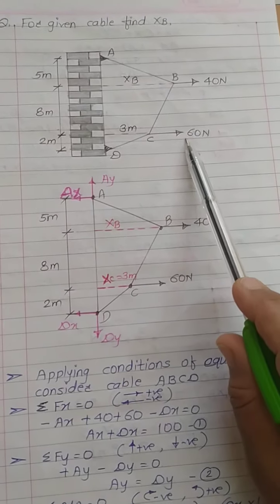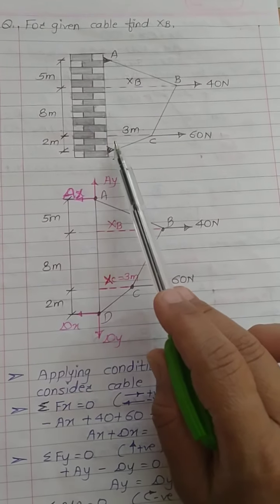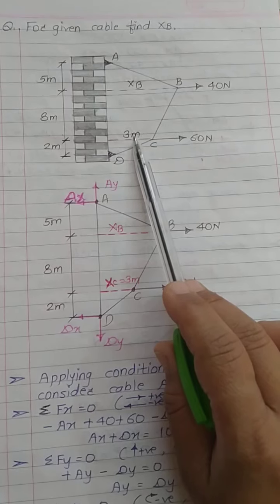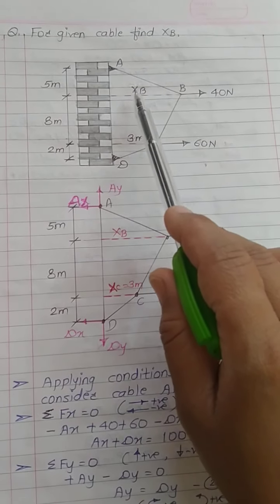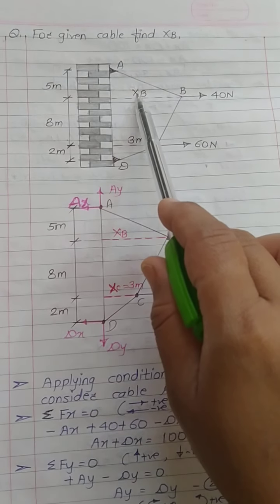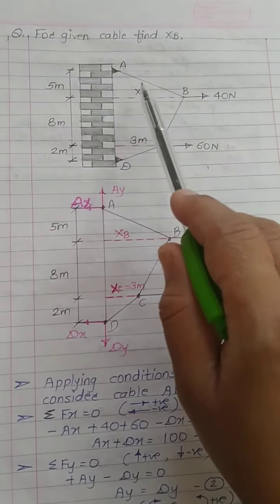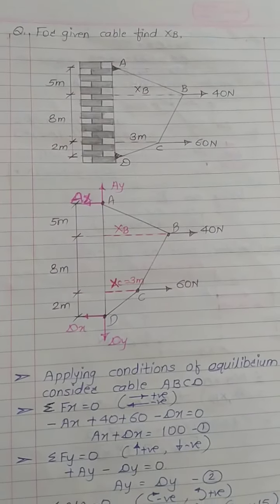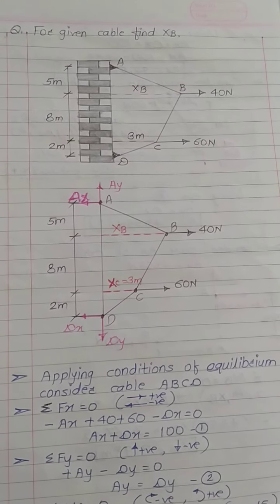Now due to this force of 60 Newton, the point C has deflected horizontally rightward by a distance of 3 meter, and the sag at point B due to the 40 Newton force, let us say XB. Our aim is to find this XB deflection at point B.